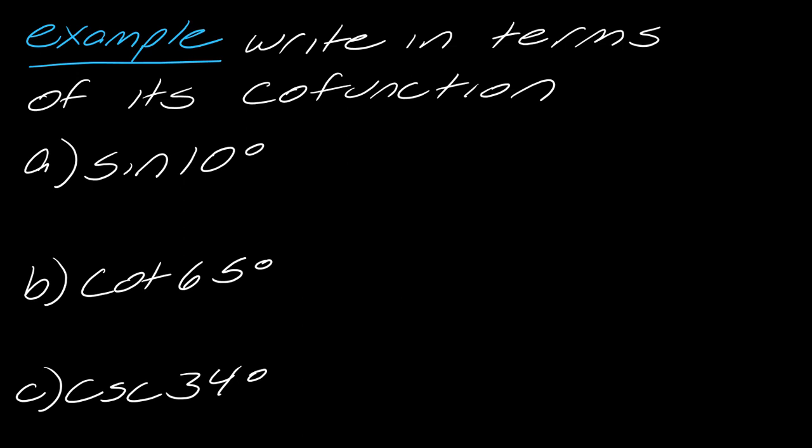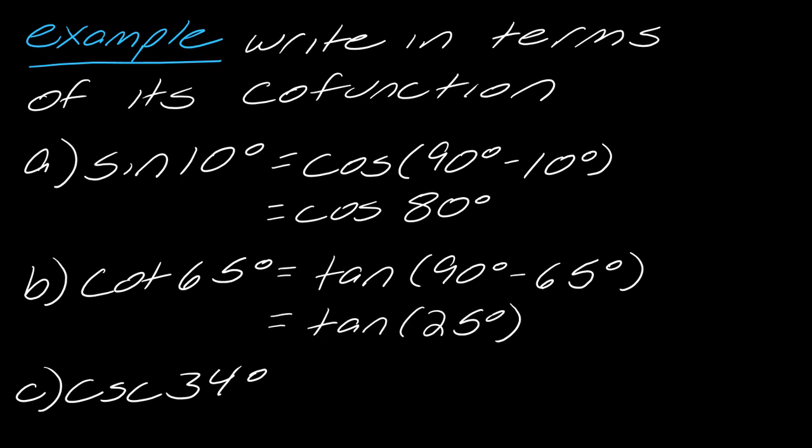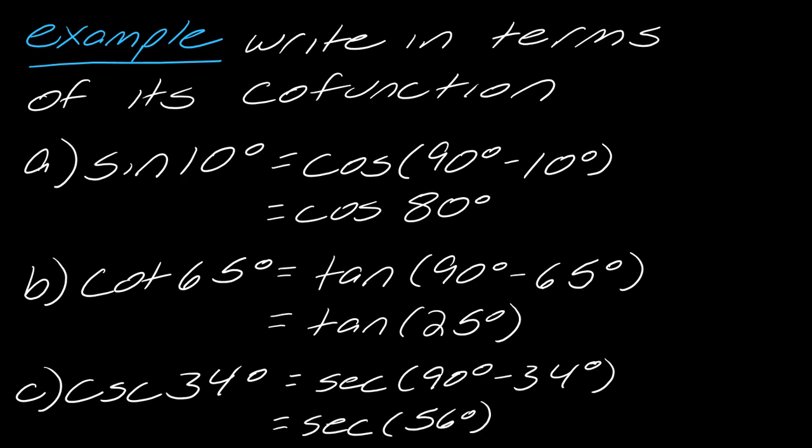So let's write in terms of its cofunction. Starting with sine of 10, the cofunction of sine is cosine. So I'm just going to take 90 degrees minus 10 degrees. So I get cosine of 80 degrees. And then for cotangent, the cofunction of cotangent is tangent. So then I just take tangent of 90 degrees minus 65 degrees, and I get tangent of 25 degrees. And then finally cosecant. The cofunction of cosecant is secant. So maybe you want to pause here just to do this one on your own. So I have secant of 90 degrees minus 34 degrees. This will be secant of 56 degrees.